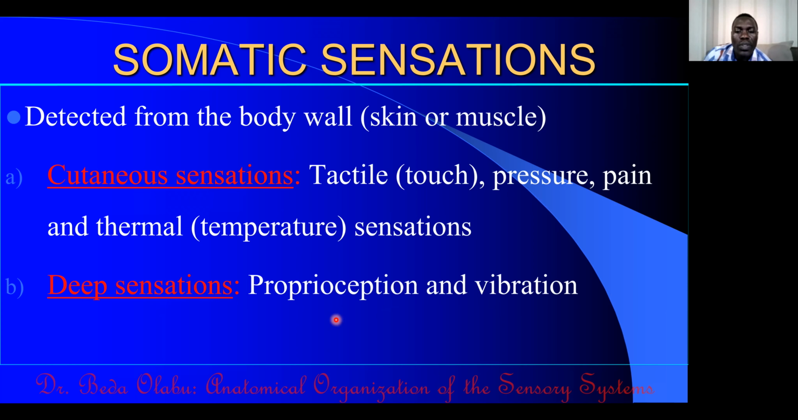Proprioception is the sense of position, the sense of orientation in space. You being aware that you are standing or seated or lying down, even without checking with your eyes. The sense of spatial orientation. Vibration is also detected deep below the skin. Great, so that is the first thing that we are defining. We've defined sensation. We've also looked at different types of sensations.